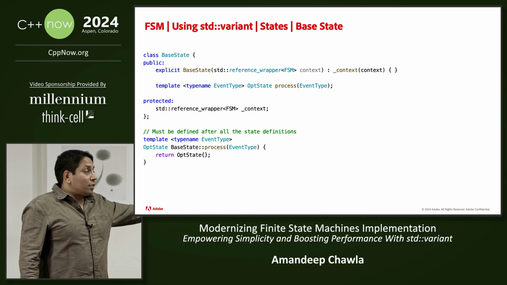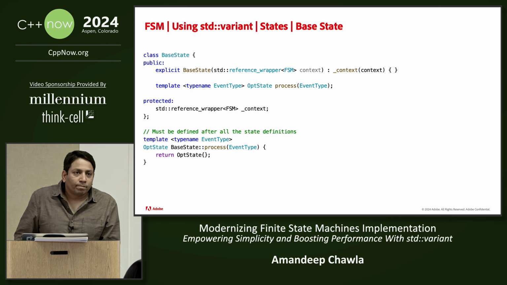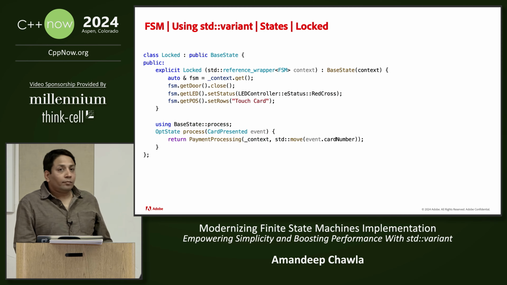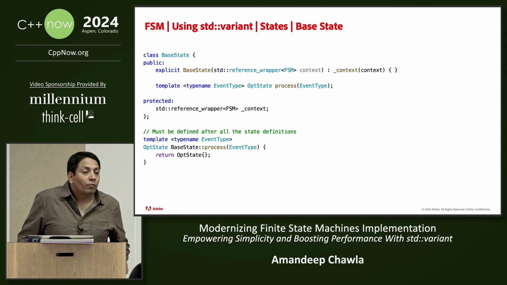Any questions on this? Excuse me, I'm sorry, I guess I'm not following. Why does it need to be last? Okay. Here it is generating an object of optional state. To generate an object of optional state, it needs to know what all states I am, because it needs the definition of all those derived states.